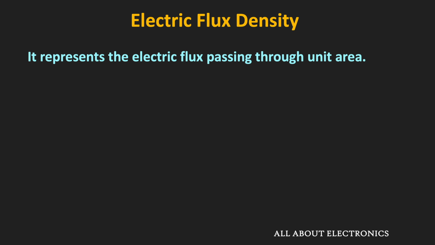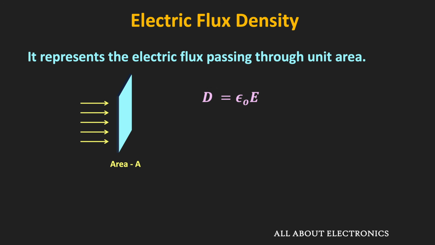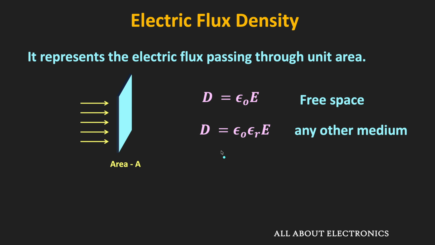As its name suggests, it is the electric flux that is passing through the unit area, or basically it is the electric flux per unit area. So in free space, this is the relationship between D and E. That means D is equal to epsilon naught times E. And for any other medium, it can be given by the following expression. That means here, we will also have the relative permittivity of the material. And if we see its unit, then that is coulomb per meter square. Why it has this unit will get clear to you very shortly.